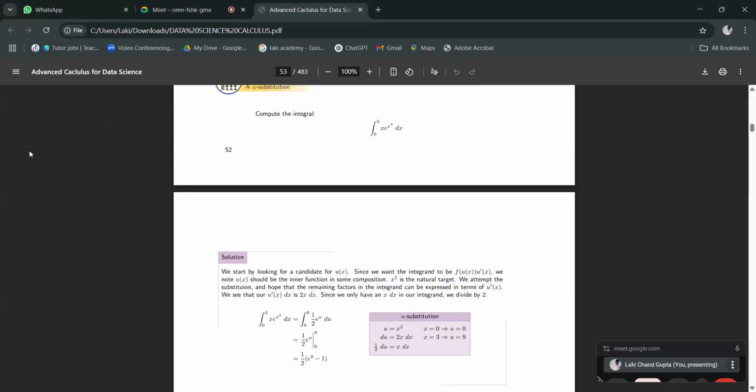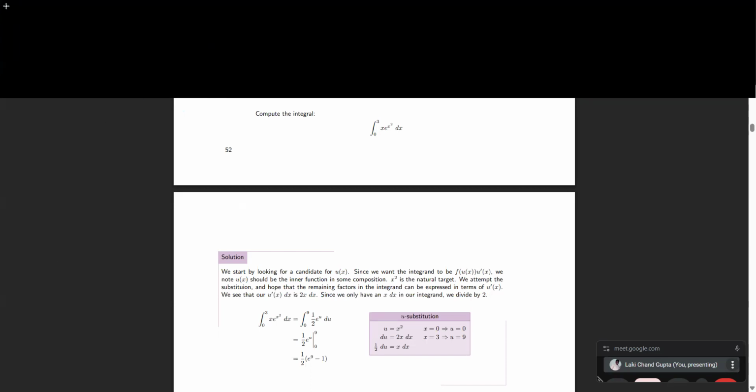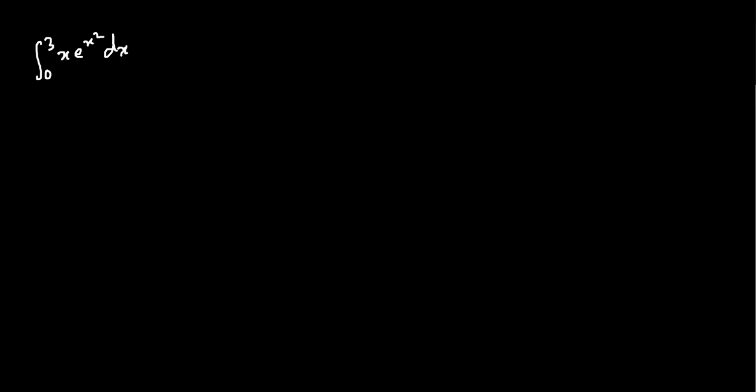One more question we can see, the last question. Is this function in standard form? No, this function is not in standard form. What is standard form? e raised to x. This is standard form, right? And the integration of e raised to x is e raised to x.